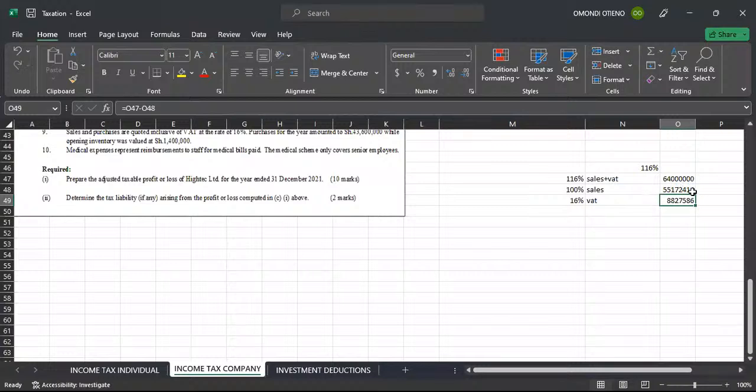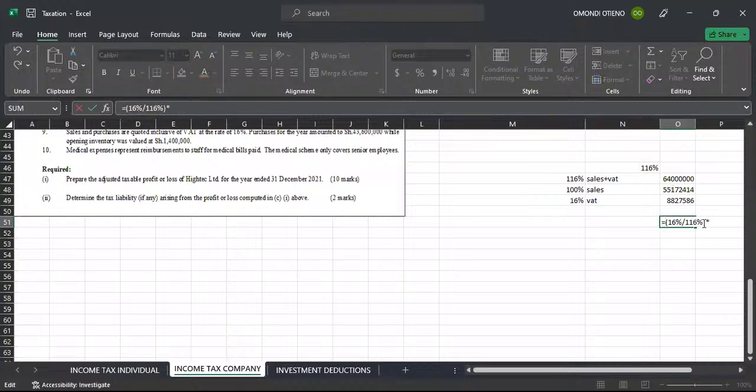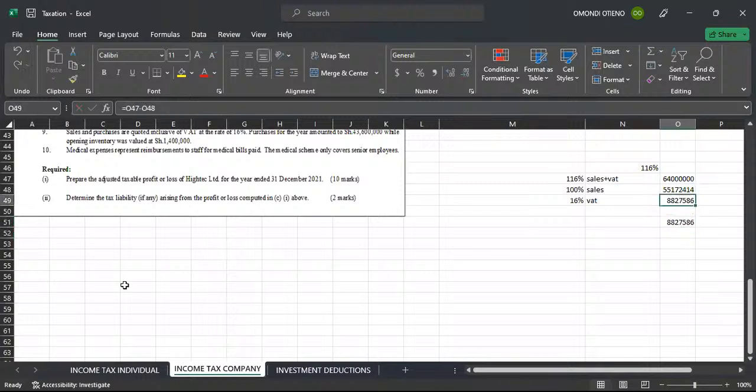Using this long procedure, another person who understands how these rates operate will be saying, if 116% is 64, 16% will be how much? It is now where we are saying, if 116 is 64, 16% will be what? We now took 16%, then divided by 116%. Close the bracket, then we multiplied by the value given up there, the 116%, which is this. If you do that, as you can see, we are arriving at the same value.